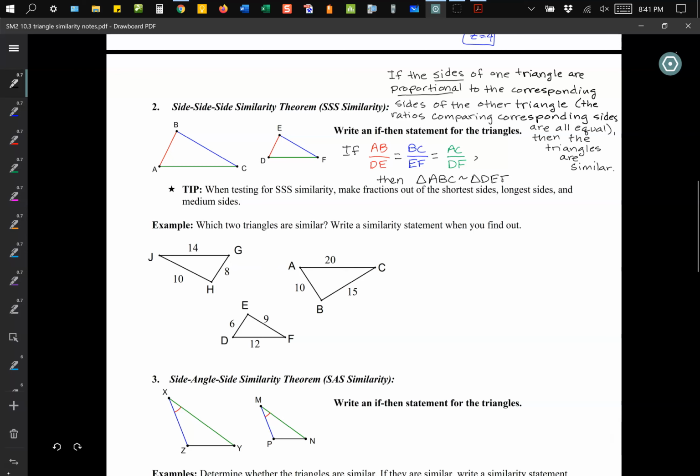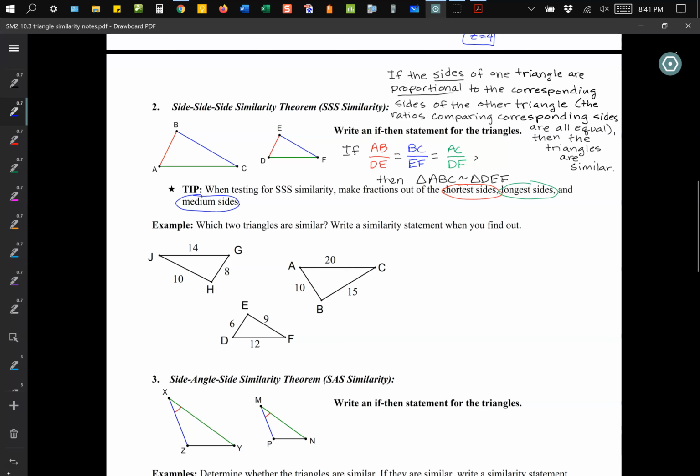Now all three fractions have to simplify to the same thing. It's not enough for two of them to. In order to make sure that you make fractions out of the right sets of sides, go for the shortest sides, the longest sides, and the medium sides, the middle length sides. If you do that, then you won't make a mistake.